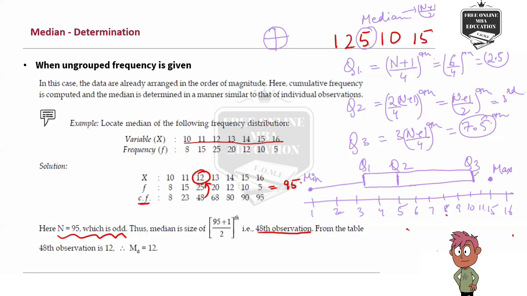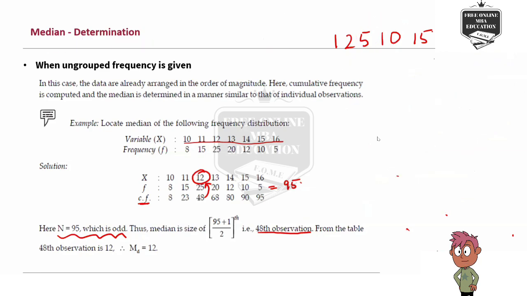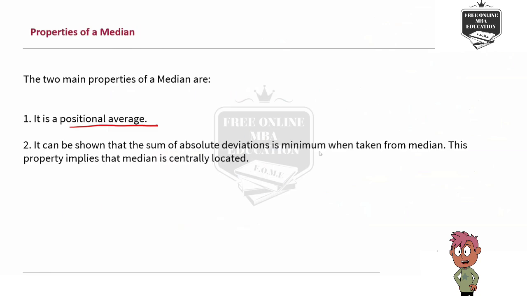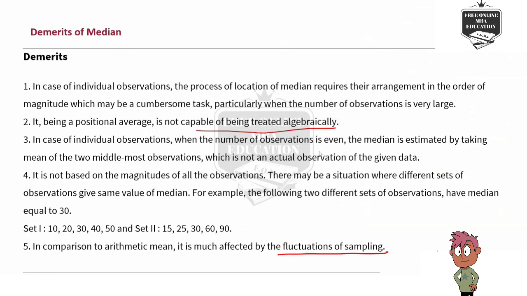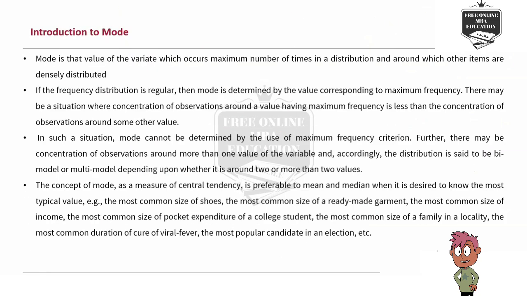So this is my box plot. That's again the easiest way to find out. After that, we come up to mode. Mode is basically that value or the data point which has maximum frequency, or we could say that it is repeated the maximum number of times in the distribution.